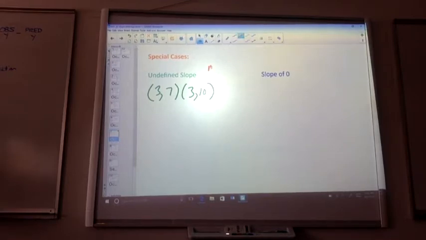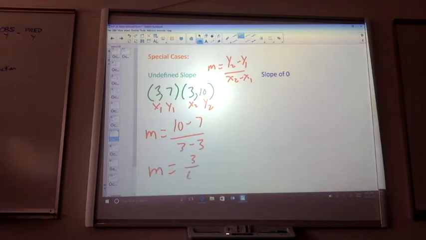If I use my slope equation, which is x1, y1, x2, y2, 10 minus 7, 3 minus 3. I get 3 divided by 0. If 0 is under, it's undefined. So this is an undefined slope. This is a vertical line. So a vertical line has an undefined slope.